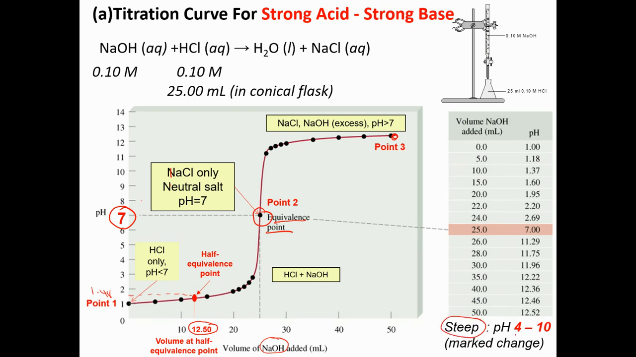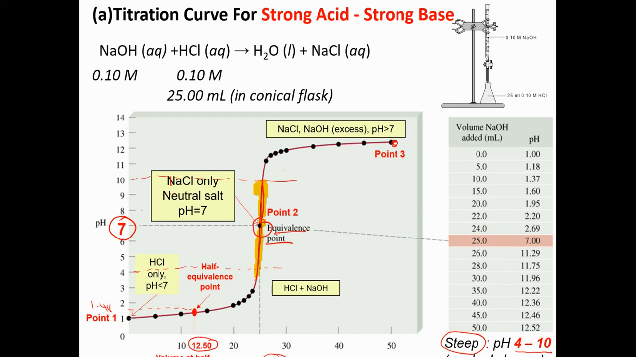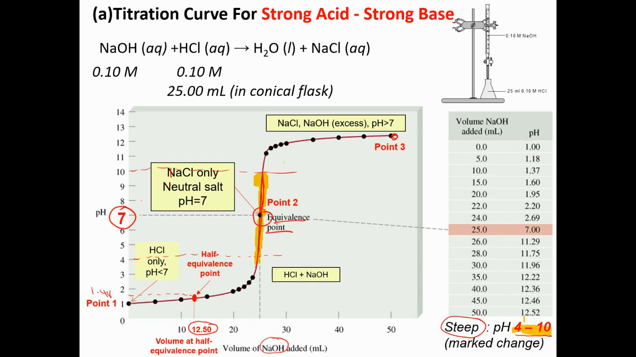And then don't forget about the steep. The steep is pH 4 to 10 for strong acid and strong base. What does it mean by the steep? You can see this part, where it is very steep. Let me highlight it. This part is very steep. So 4 to 10 is only for strong acid and strong base.